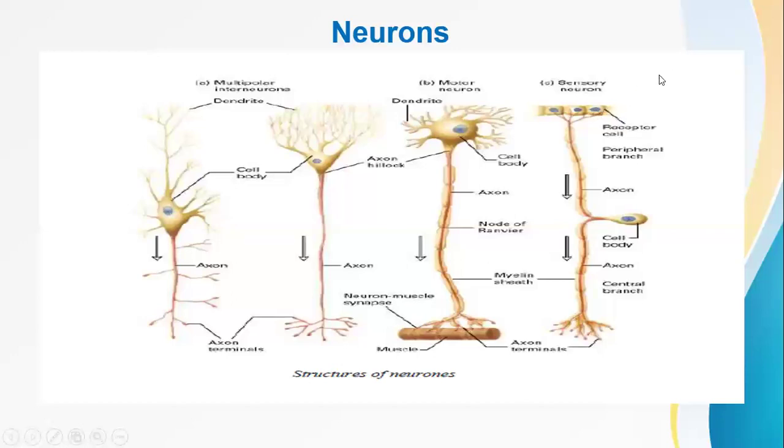In terms of the sensory neuron, as you can see, there's the one connected to the receptor cell, there's the peripheral branch, also the axon that is found in the sensory neuron, while the cell body is also there, and the nucleus, and also the central branch, whereby it sends the information toward the central nervous system. I hope all these three types of neurons are clear.